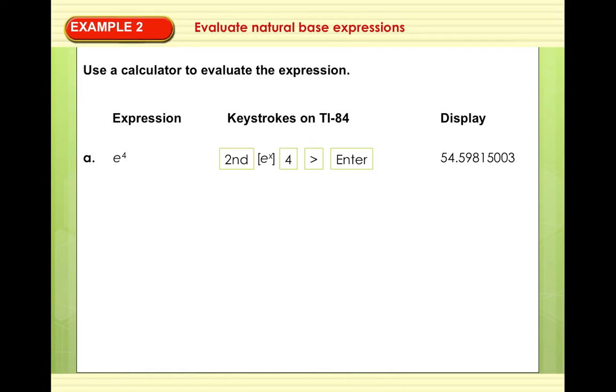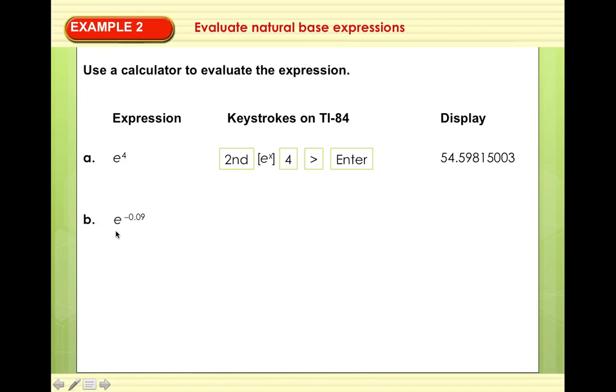Now, even if your keystrokes are different on a different calculator, this is still the answer you should be getting. So if you're not getting this answer, you're not using the right keystrokes. Okay, let's take a look at another one.